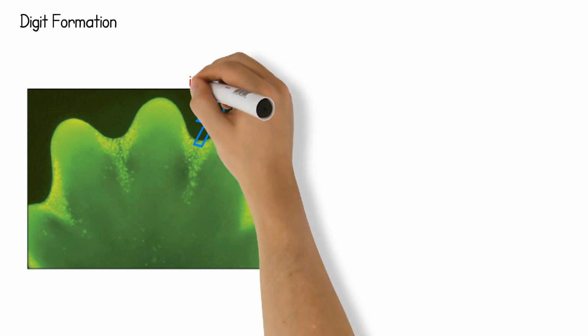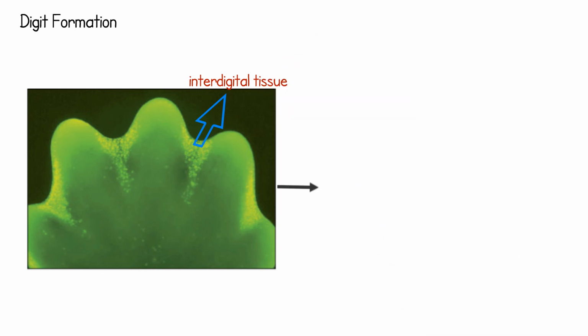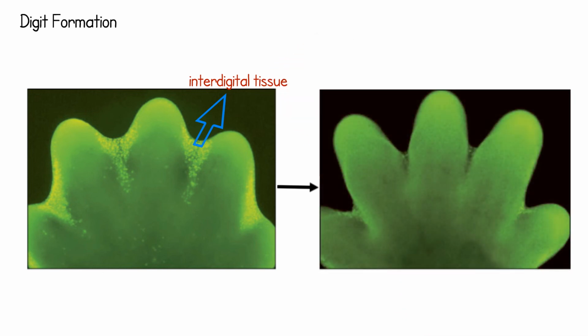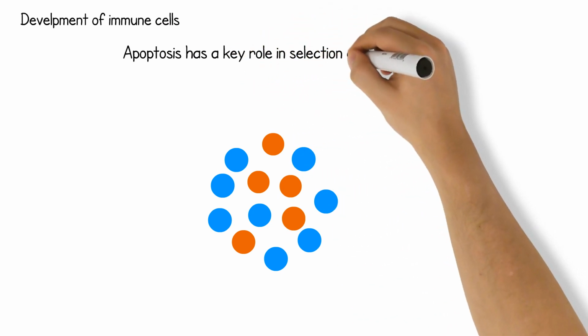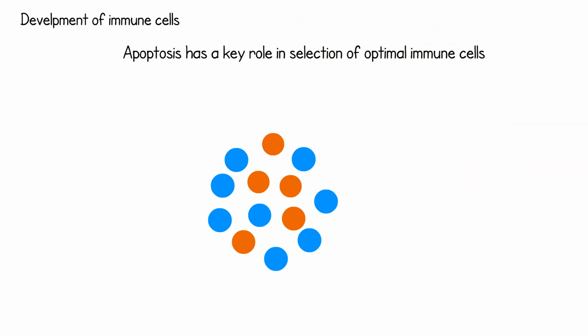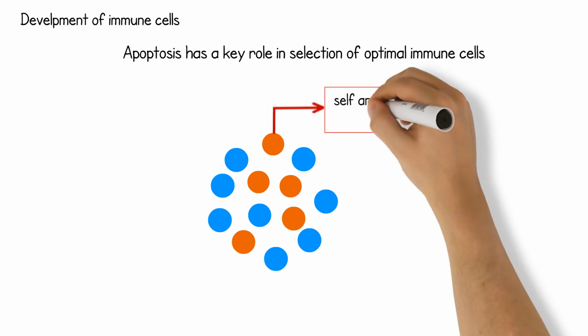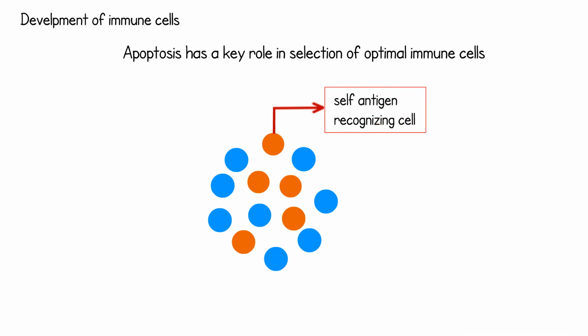Actually, cell apoptosis is indispensable in embryonic development, such as digit formation. During early embryonic development, apoptosis occurs in the interdigital regions to make toes or fingers become apparent. Apoptosis also plays a key role in the selection of immune cells. Some immune cells recognize self-antigens during development. This will lead to autoimmunity. Therefore, these cells will undergo apoptosis to prevent autoimmune disease.